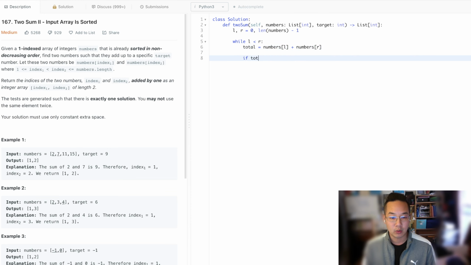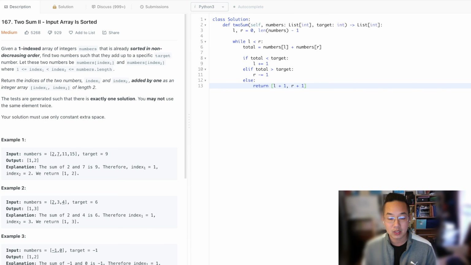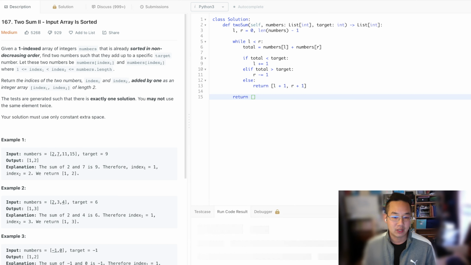If total is less than target, we need to make our number bigger, so L plus equals 1. Else, if total is greater than target, that means we need to make the item smaller, so R minus 1. Else, that means we are currently good, so we need to return L plus 1 and R plus 1. The reason for that is because we're starting at 1 instead of 0. All right, with that, we should be good to go. Return an empty array if we don't find anything, but I don't think that should be the case.